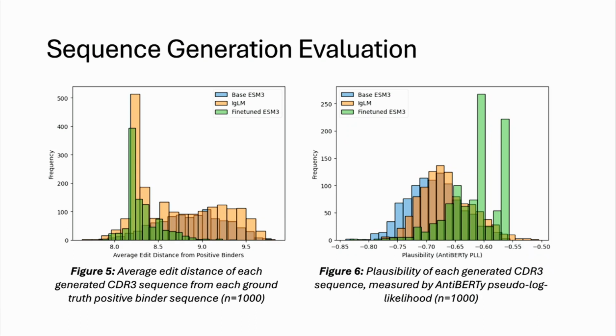On the right side, we have the plausibility of the sequences. We used AntiBERTy to compute whether our generated sequence is plausible or not. Again, we compared the difference between base ESM3, IgLM, and the fine-tuned model, and we see that our model is doing better than both the base model and IgLM.